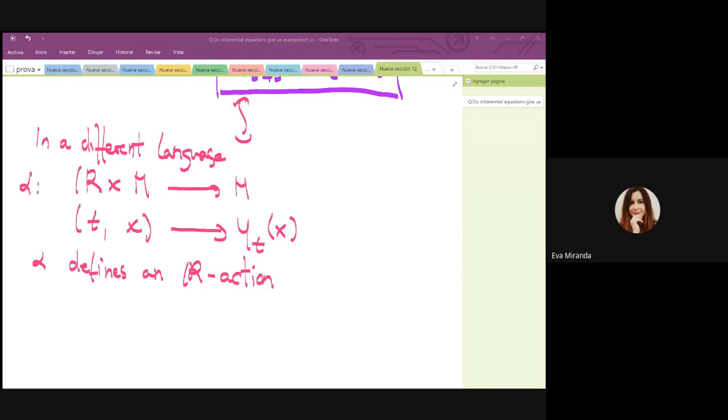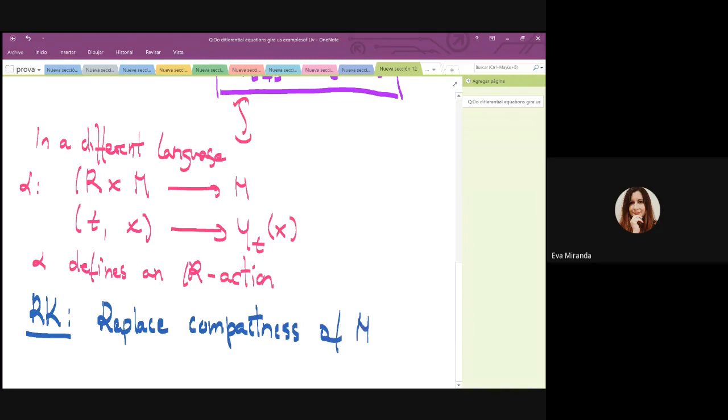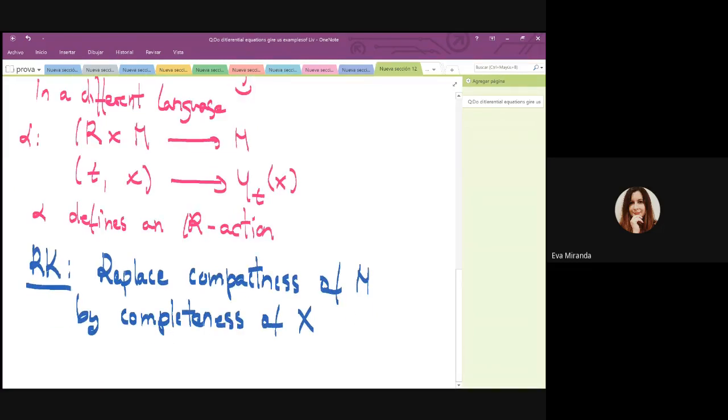This has a name, so we may replace, remark, we may replace compactness of M by completeness of X, of your vector field. This means a vector field is complete if its flow is defined for all t. And then you have exactly that this is an action of the whole R. Otherwise, we wouldn't be able to put here an R.